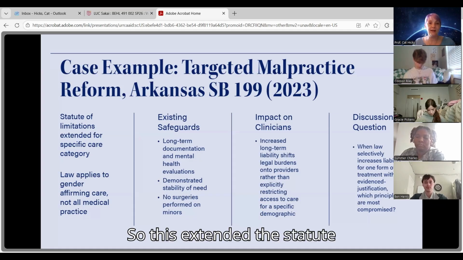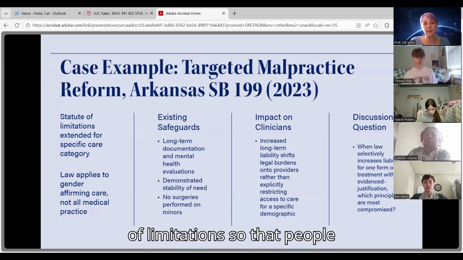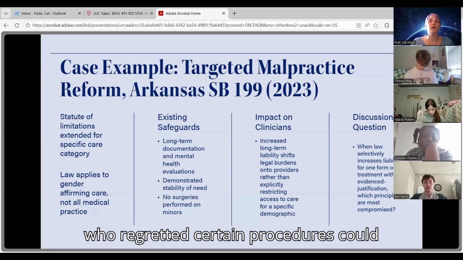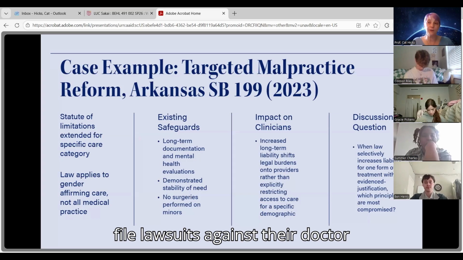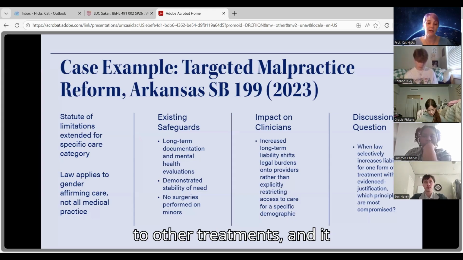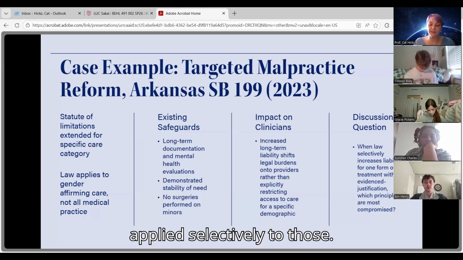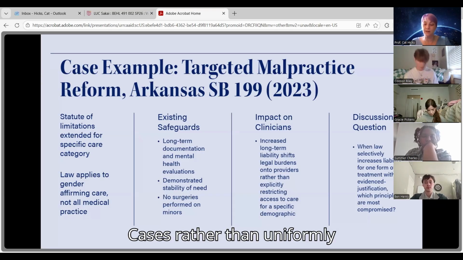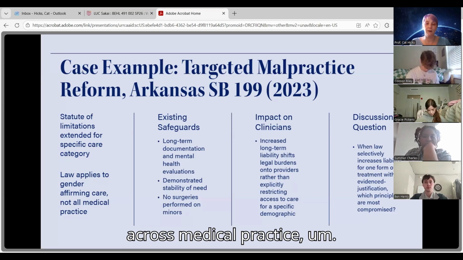So this extended the statute of limitations so that people who regretted certain procedures could file lawsuits against their doctor for an extended period as compared to other treatments. And it applied selectively to those cases rather than uniformly across medical practice.